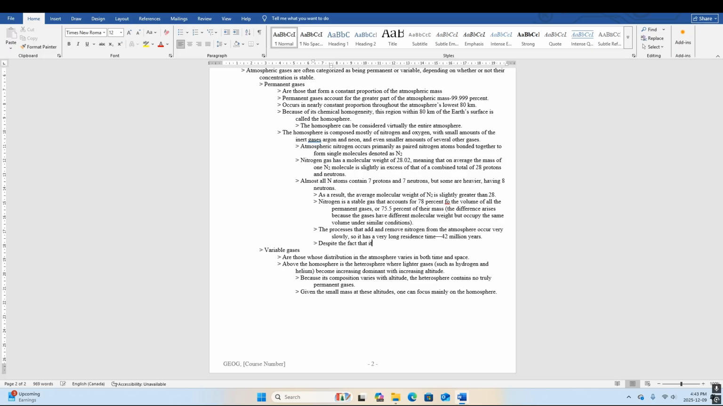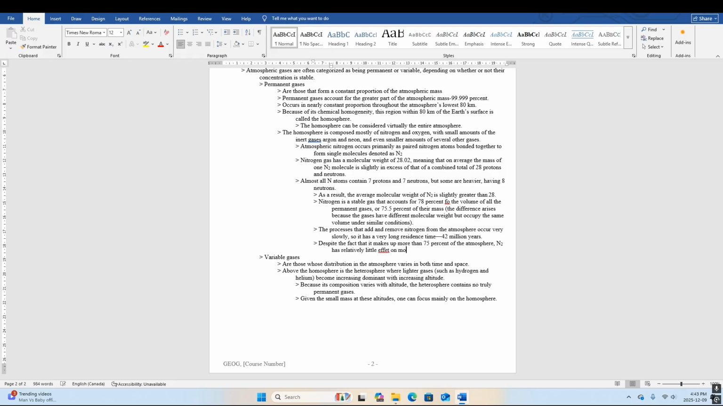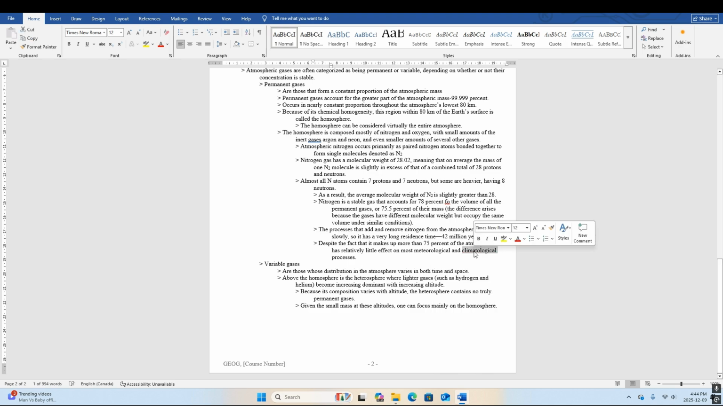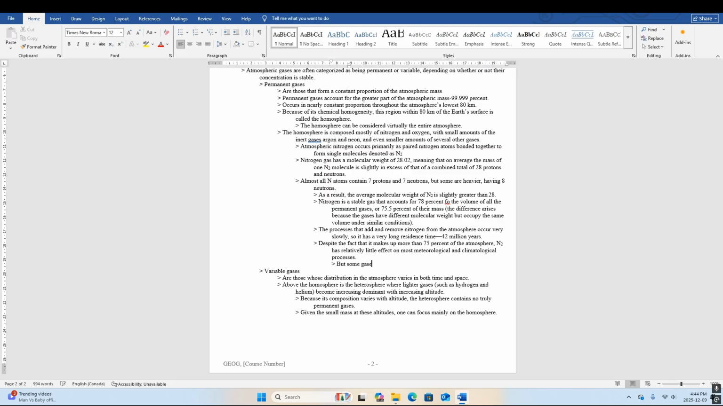Despite the fact that it makes up more than 75% of the atmosphere, N2 has relatively little effect on most meteorological and climatological processes. But some gases, such as nitrous oxide, are quite important to Earth's climate.